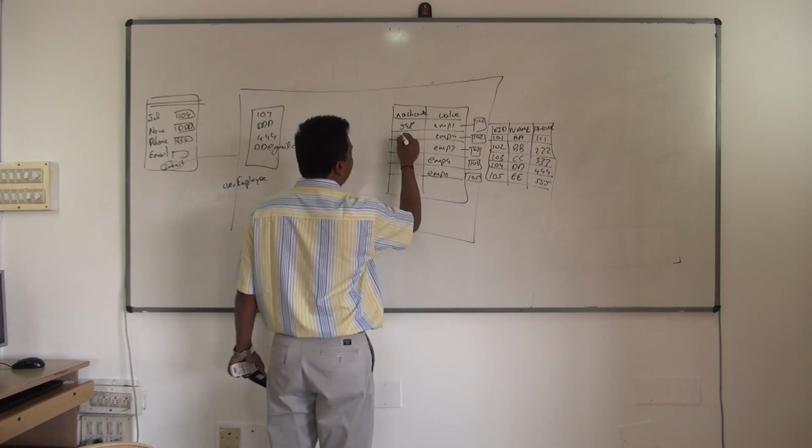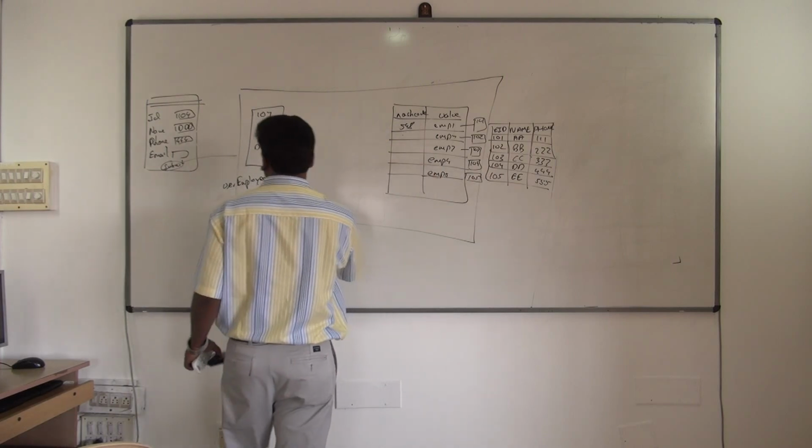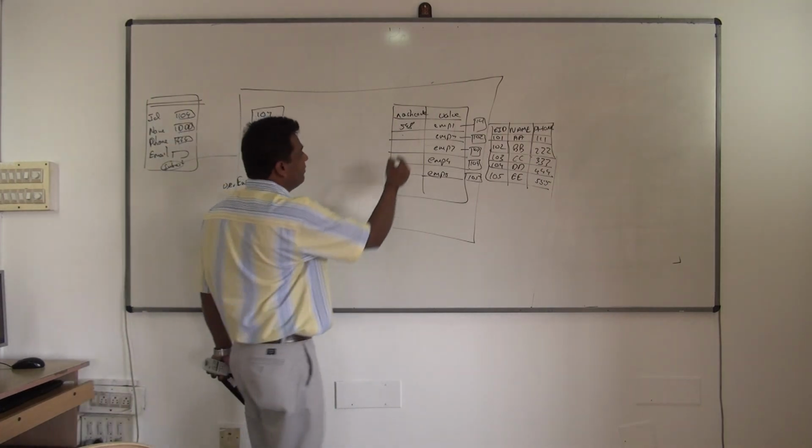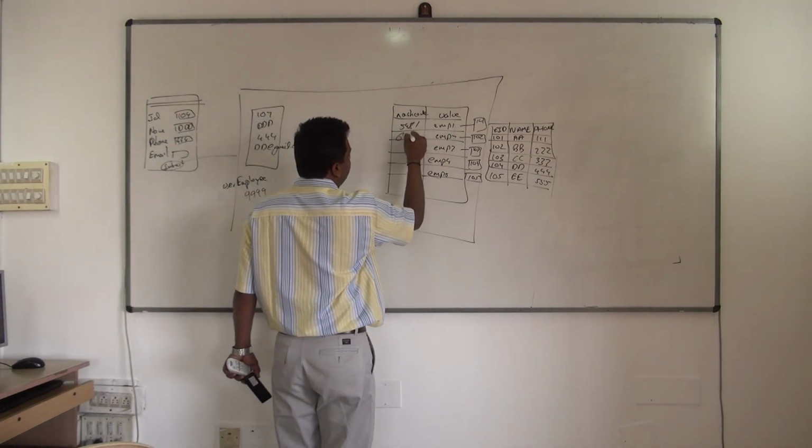105. But if you don't override, what happens? What is the hash code of this? 999 or something we took. And this will have what? Its own hash code values.